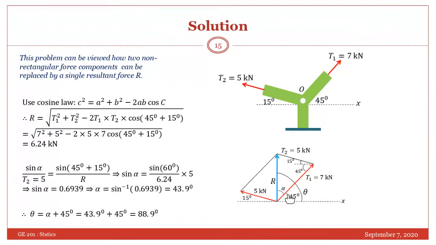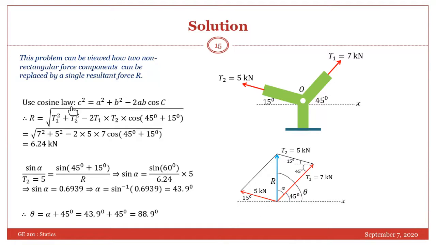Now this angle is 45 degrees, so this will also be 45. This is 15 degrees with the horizontal. This line is parallel to this, so it will also have the same angle, 15 degrees. And this is 5 kilonewton, so this line will also represent 5 kilonewton. This is 7 kilonewton. Now we are applying the cosine law here. This is 60, this is R.